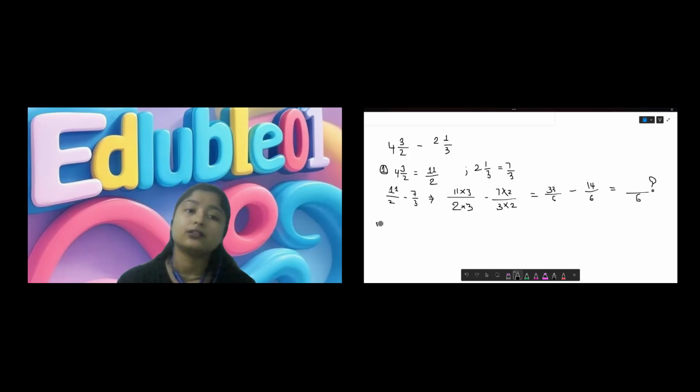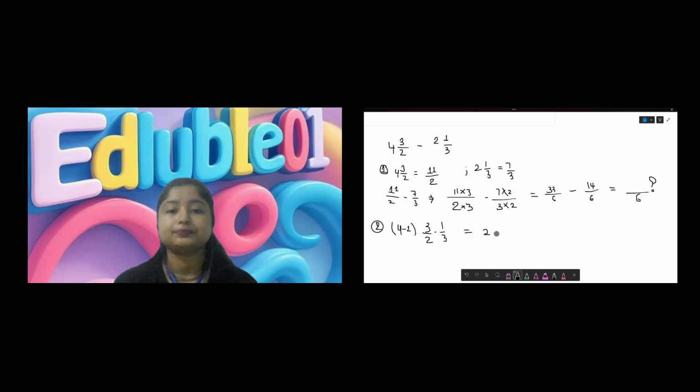The second way, the easiest way. If you don't want to convert, this is the easiest way possible to solve a mixed fraction. Just subtract the whole numbers. So 4 take away 2, right? This is going to be, and now minus 3 over 2 minus 1 over 3, right? So if you just convert this, 4 take away 2 is going to be 2 only.